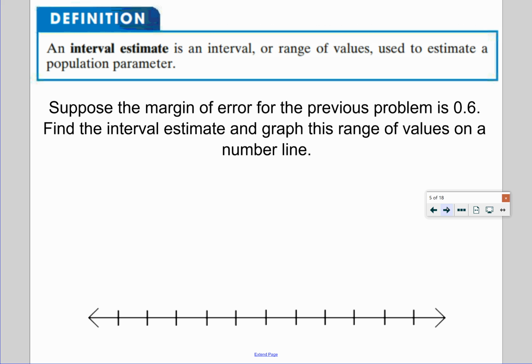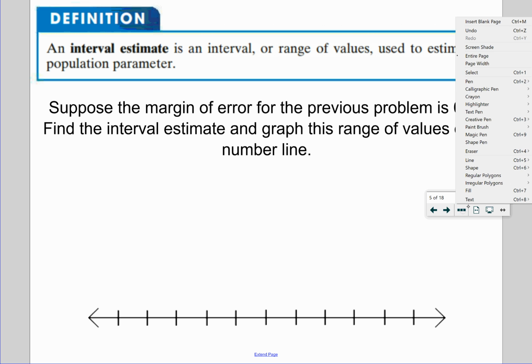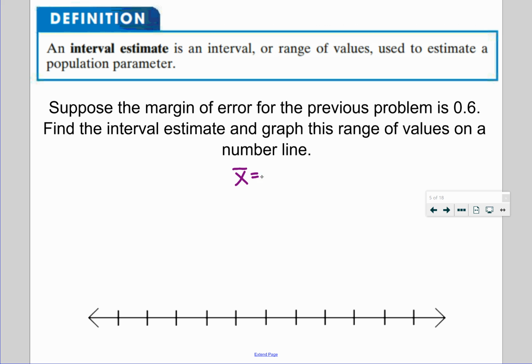So for example, let's look at that last problem we just talked about. It says, suppose the margin of error for the previous problem is 0.6. We're going to find the interval estimate that will help us figure out then the population mean. To find the interval estimate, you're going to take your point estimate, x bar, which was 21.05 in the last problem, and you're going to add or subtract the margin of error. In this case, our margin of error, we are being told, is 0.6. Now we'll be able to calculate that in a little bit ourselves.